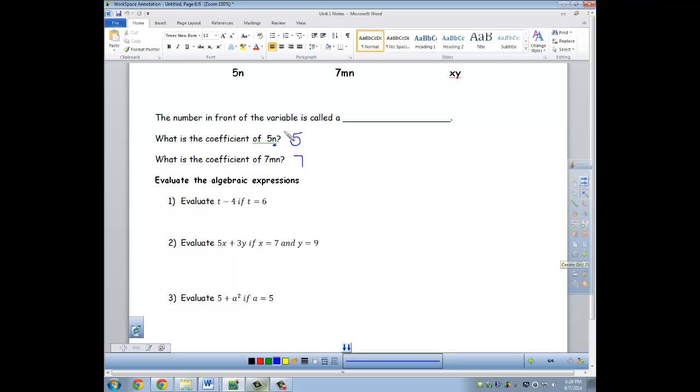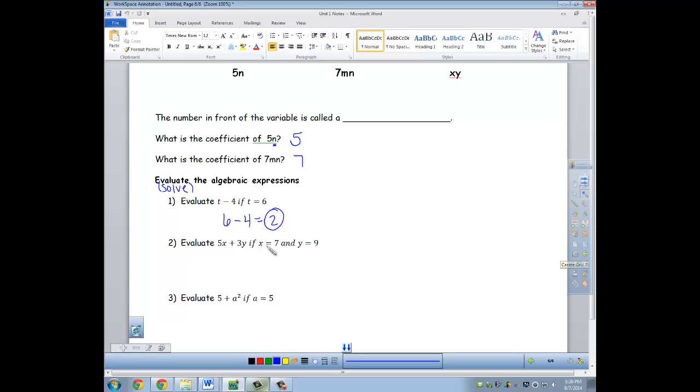The next example says to evaluate, so we are going to solve the algebraic expressions. So here, number 1, evaluate t minus 4 if t equals 6. So if t is 6, then I can get rid of this t and replace it with the 6. So I have 6 minus 4, and we get 2. So all you do is take out the variable and put the number in place of it.